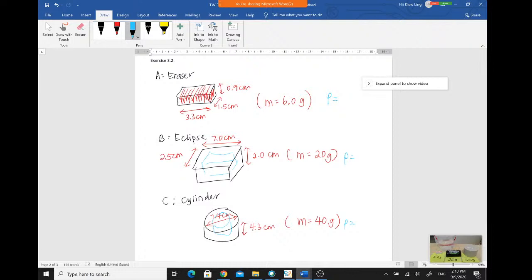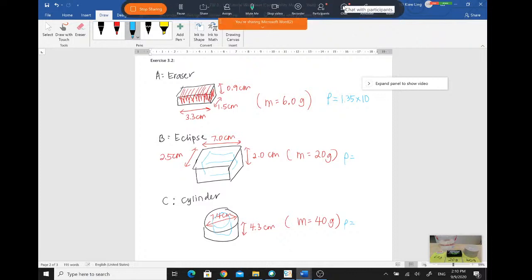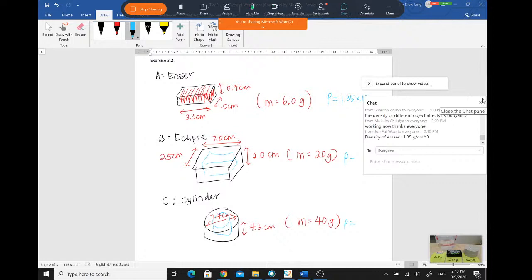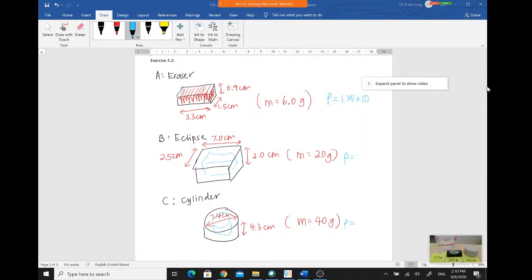And you type your answer in the chat there. Okay, eraser 1.35, times 10 to the power of, okay, gram per centimeter cube. So in SI unit it will be, is it?